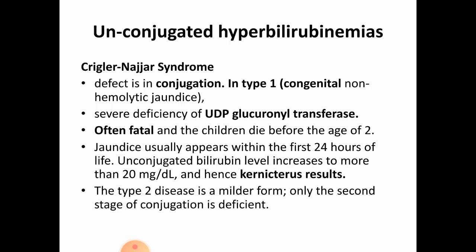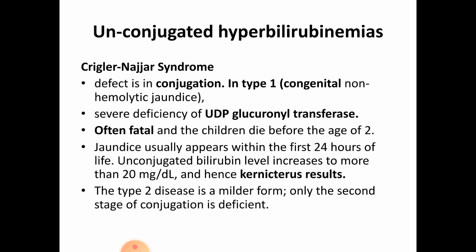So first you can explain what unconjugated hyperbilirubinemia is. Hyperbilirubinemia means increased bilirubin level. Unconjugated bilirubin is increasing in the body. It is due to the defect in conjugation. Conjugation is not occurring and it is not being excreted as it is insoluble. So unconjugated or insoluble bilirubin is increasing in the body.